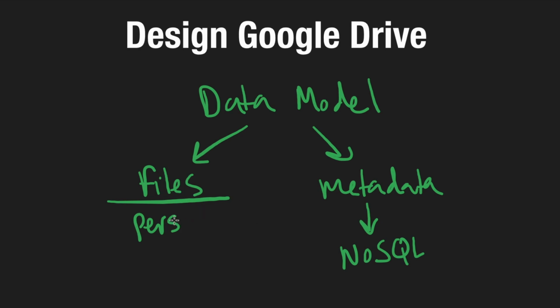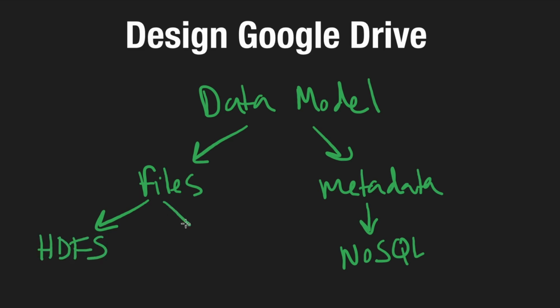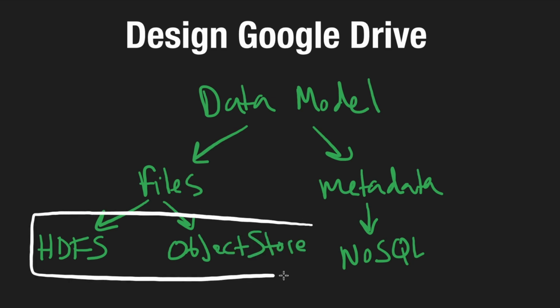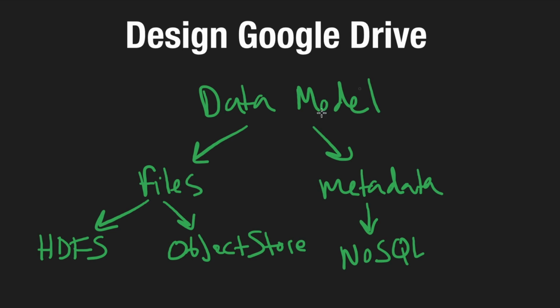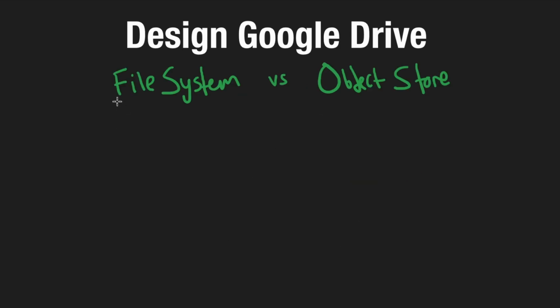So the two options that might come to mind is a distributed file system, something like Hadoop distributed file system, and another option would be an object store. Now let's briefly compare these two. I think they're both viable options as long as you can defend your design decisions. But this is one of the major decisions when it comes to Google Drive, of course, how we're actually storing the files.